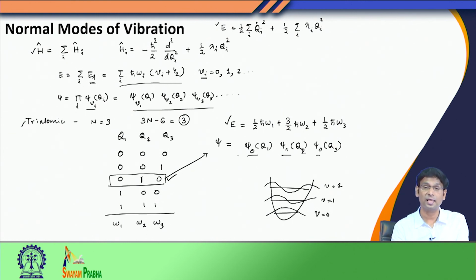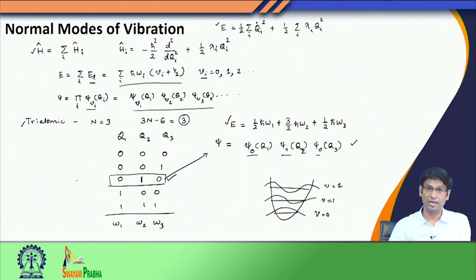You can imagine that there will be 3 different Hermite polynomials in this expression, and we will have 3 different e to the power minus q1 square by 2, or e to the power minus q2 square by 2. I would recommend that you write down the explicit form of this wave function, so that you get a clear understanding of this. This is how we write down the total energy and the total wave function for a polyatomic system when we express the degrees of freedom in terms of normal coordinates.